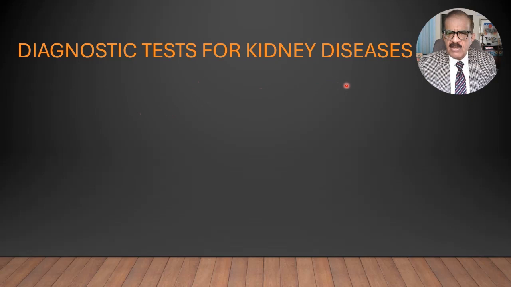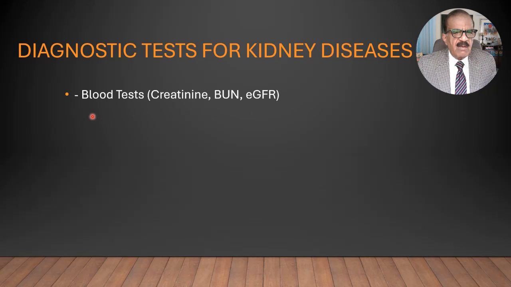Diagnostic tests for kidney diseases, very basic introductory concepts. Blood tests are usually done to measure creatinine, blood urea nitrogen or blood urea, and on the basis of creatinine and also the patient's gender and ethnicity, we calculate eGFR. eGFR is estimated glomerular filtration rate. Very important parameter. There are a number of formulae available on the net. I think you can use any one of them. Detail I will discuss later. I'm going to make one whole lecture on GFR actually.